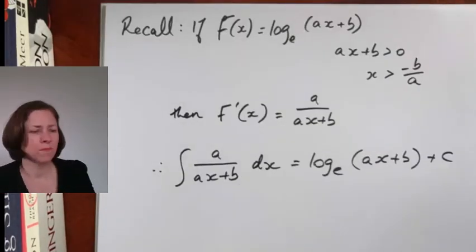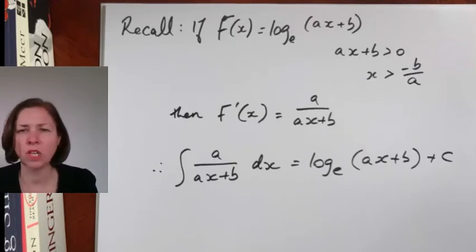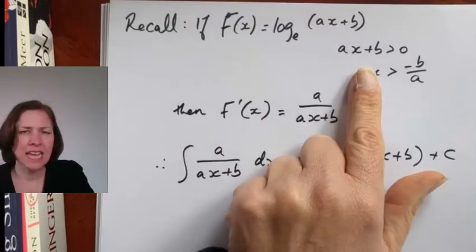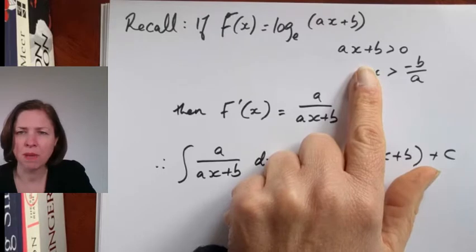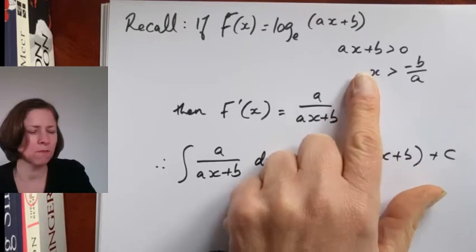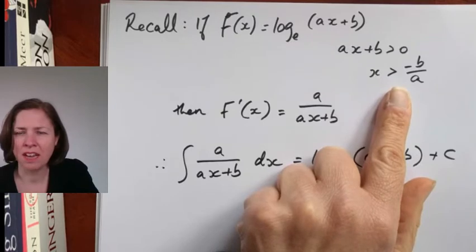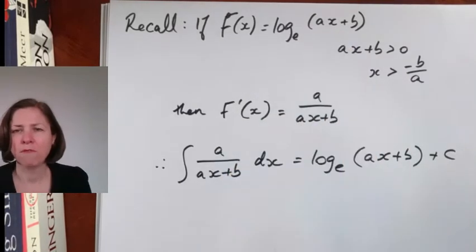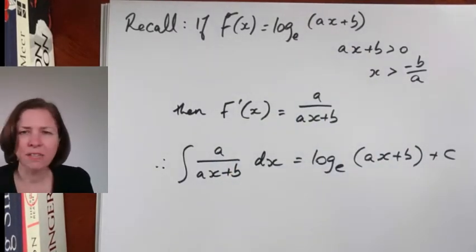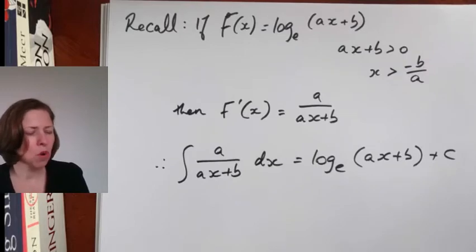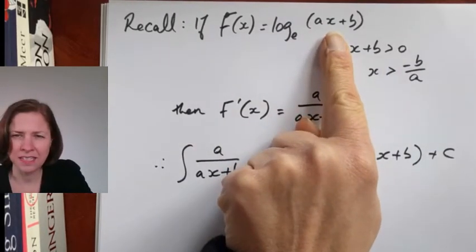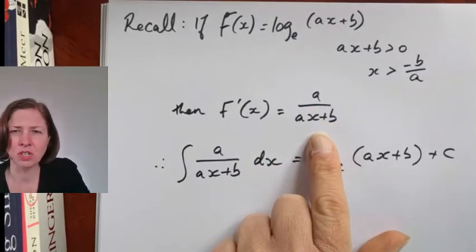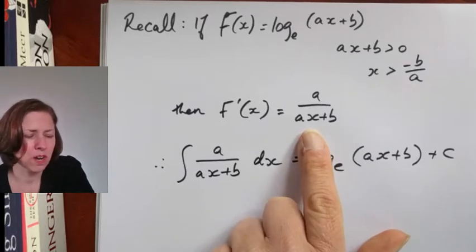So now let's recall what happens if I have capital F of x equals log base e of ax plus b, which is what we've got here. And again, remember that the argument of the logarithm must be positive. So ax plus b is positive, which means x is greater than negative b over a. So negative b over a, if I was to sketch this graph, would be my vertical asymptote. So that means if I find the derivative, what I did here was I found the derivative of the inside function, and that's a, and then the derivative of the outside function would be 1 on x, so that becomes a over ax plus b.